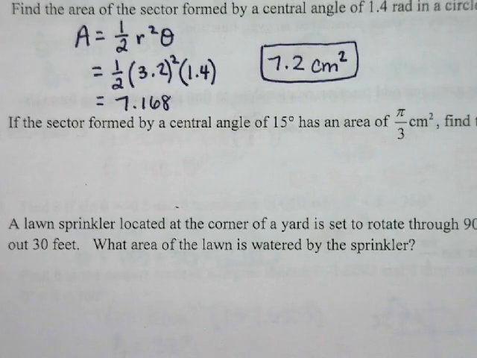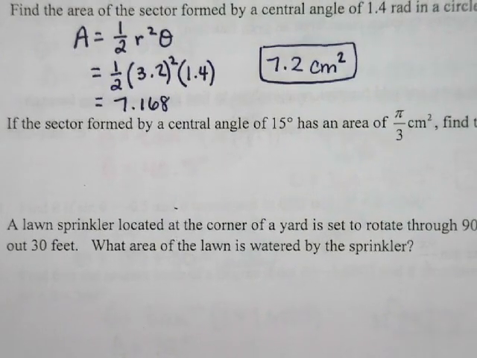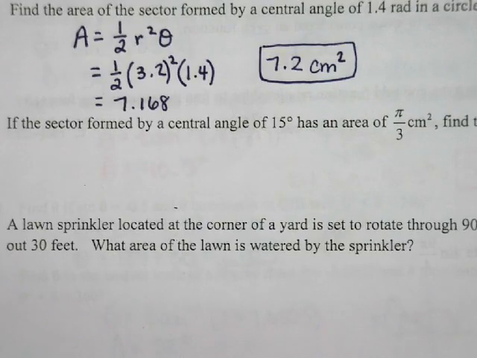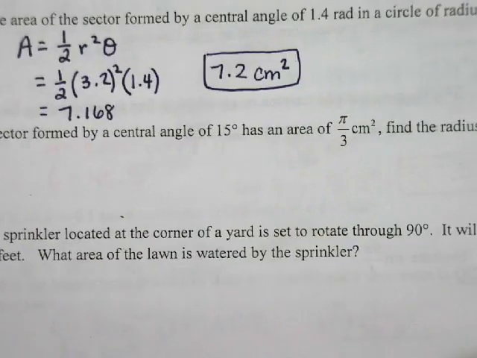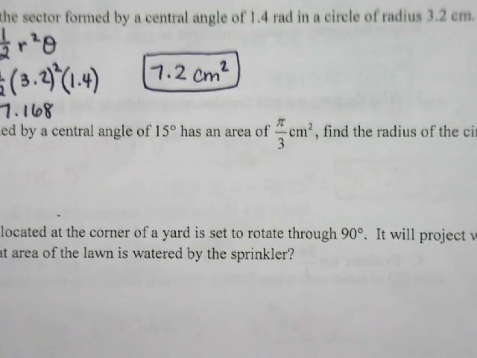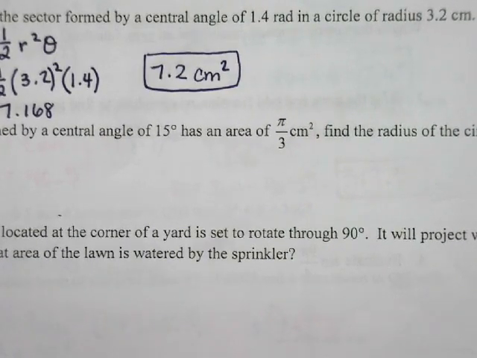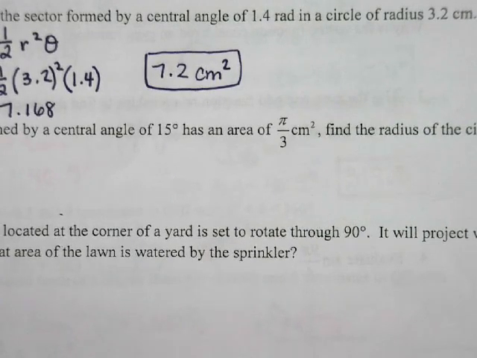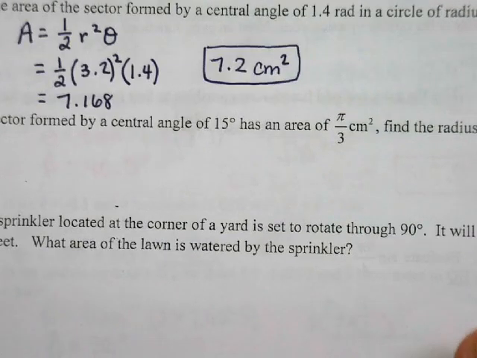Okay, number 5. Are you okay with that? Okay, good. If the sector formed by a central angle of 15 degrees has an area of pi over 3 centimeters, find the radius of the circle. All right, well, it's all fun and games, right? Till now they give us the area and tell us to find the radius. What's my first thing I have to do?